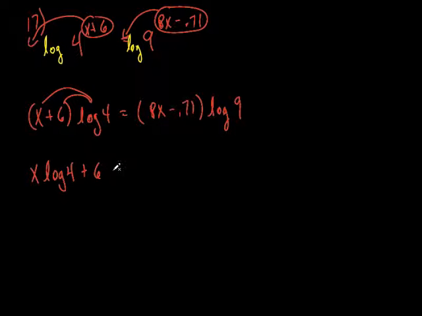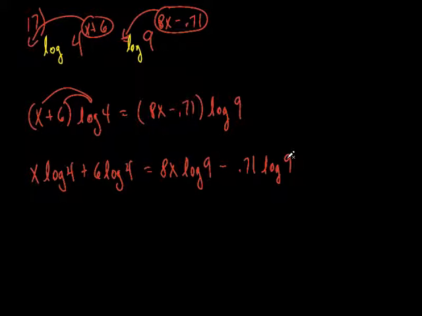This takes several steps, but they're not real difficult steps. They're real basic Algebra 1 steps. Okay, but they look a little weirder because you got that logarithm stuff. So we're going to go 8x log 9 minus 0.71 log 9. Okay? Now we still have x's on different sides, don't we?